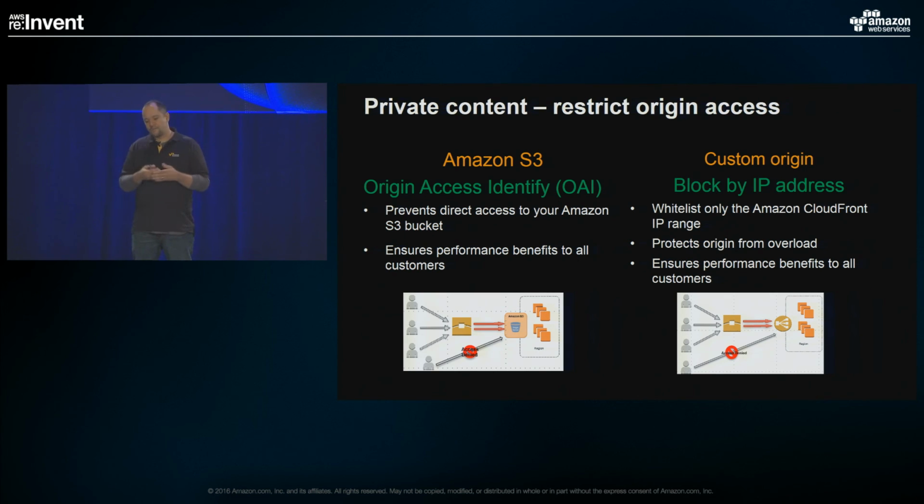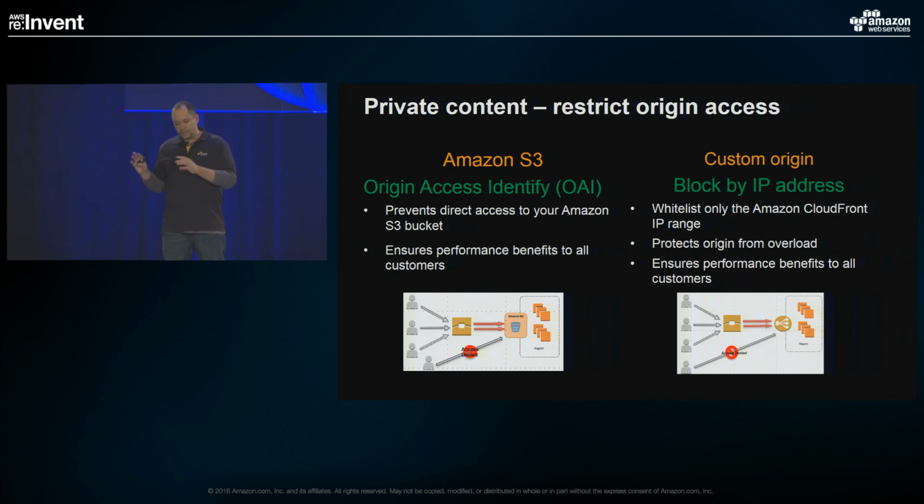The first way, if you're using S3 for your static content in your distribution, is to use origin access identity to prevent direct access to that S3 bucket. That prevents viewers from circumventing the rules that you've built within WAF and within CloudFront and going directly to S3.